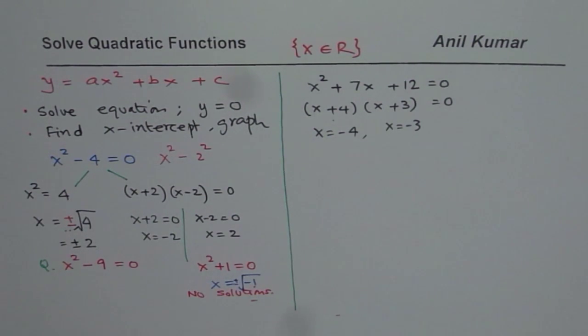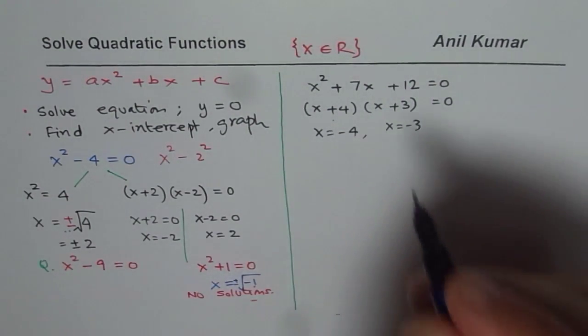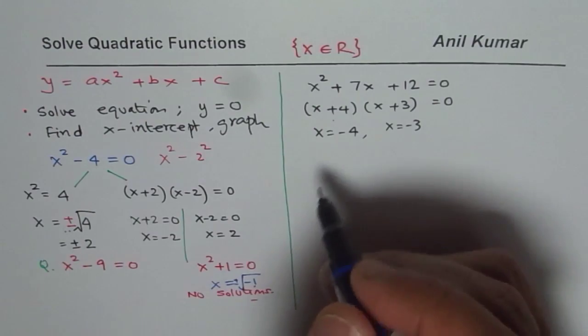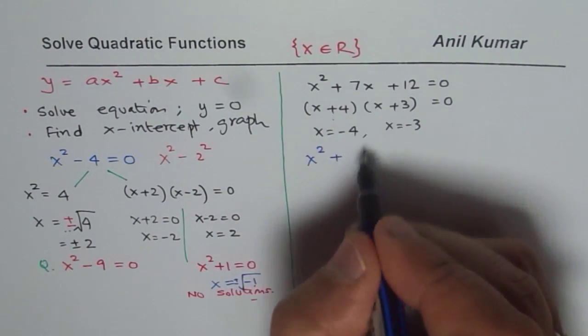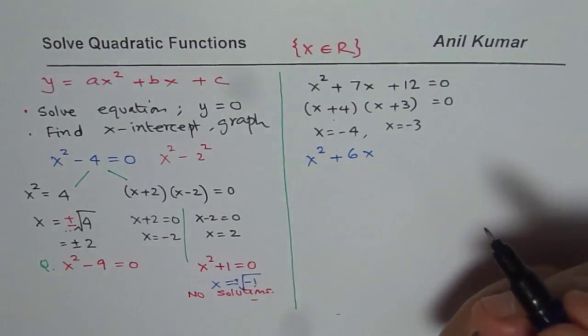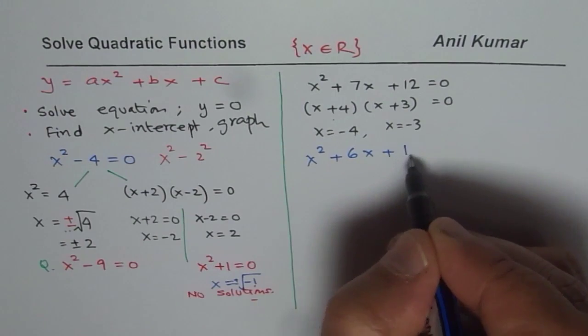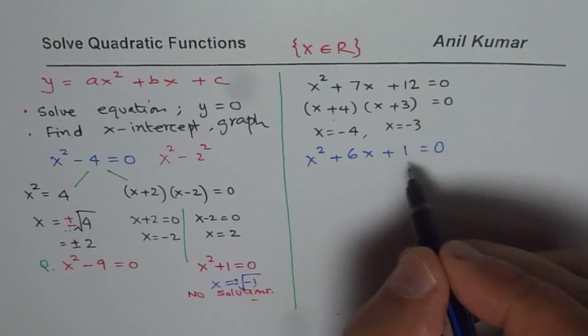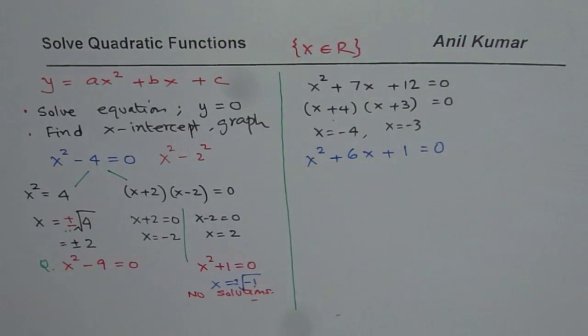Now, at times, it may not be so simple to factor. If you have an equation which cannot be factored so easily, let me now write x squared plus 6x, and then a number here, 1. So that is simple for me. I know only 1 times 1 is 1. If I add 2 ones, I get only 2. So definitely, I'm not going to get 6. Correct. Now, how to solve such an equation?